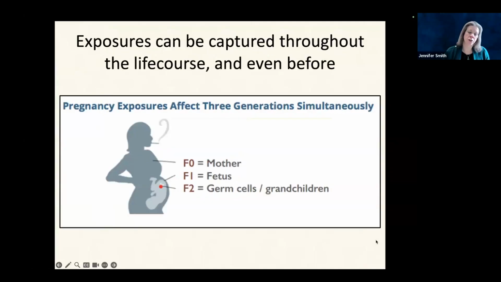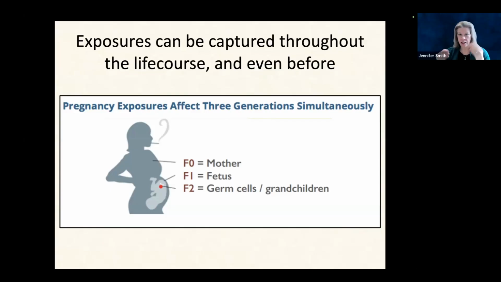And just another quick thing about timing is that exposures can be captured throughout the life course and even before. So for example, we don't transmit epigenetics directly, for the most part, from one generation to the next. So when I have a child, I transmit my DNA sequence directly from myself to my child, right? But our epigenetics doesn't really do that.